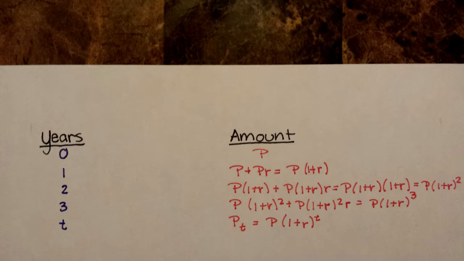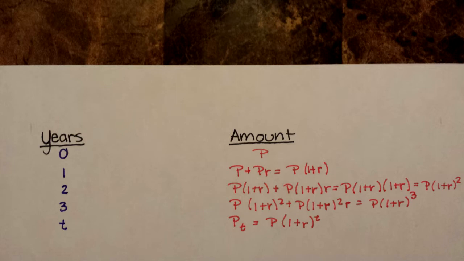At 2, you have P(1 plus R) plus P(1 plus R)R, which equals P(1 plus R)(1 plus R), which can be simplified even further to P(1 plus R) squared. At 3, you have P(1 plus R) squared plus P(1 plus R) squared R, which equals P(1 plus R) cubed.